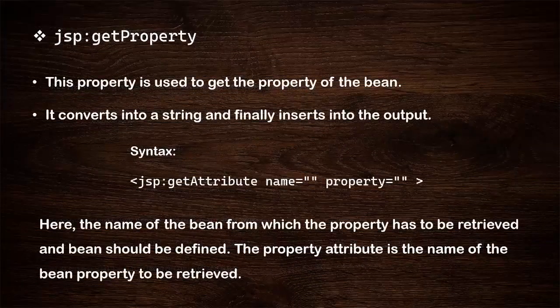Then we talk about jsp:getProperty. This action is used to get the property of the bean. It converts it into a string and finally inserts it into the output. This is the syntax for jsp:getProperty. Here name is the name of the bean from which the property has to be retrieved, and the bean should be defined. The property attribute is the name of the bean property to be retrieved.